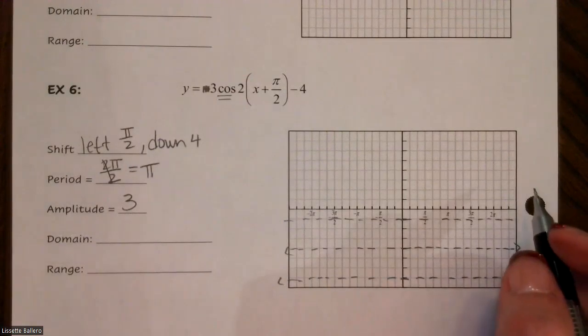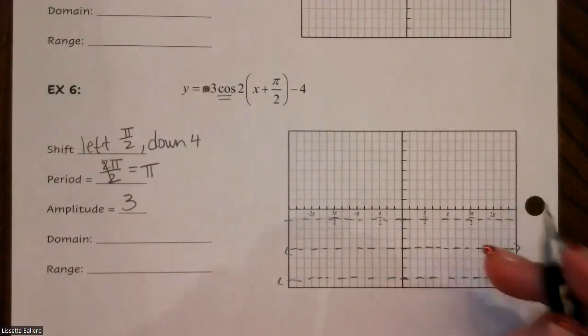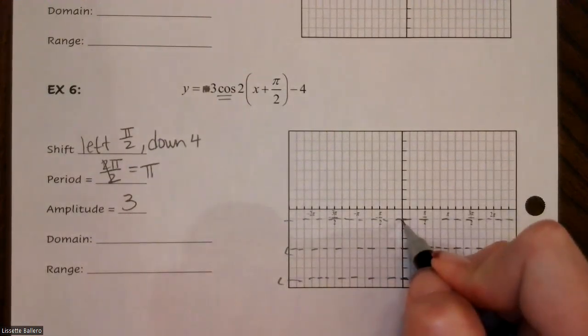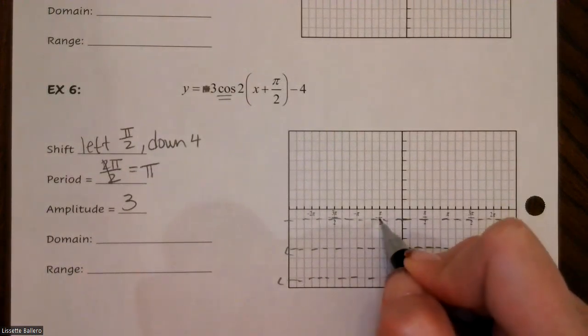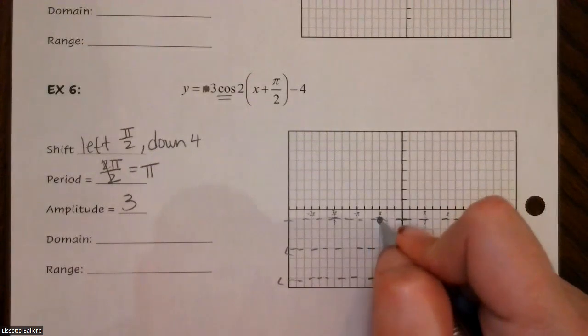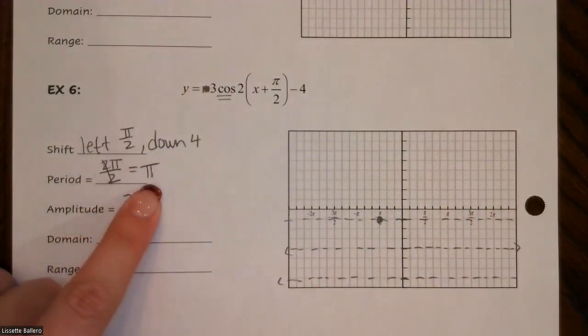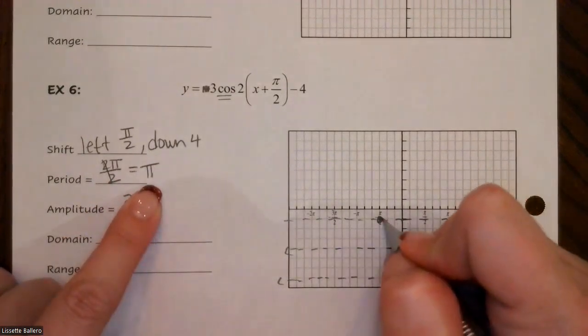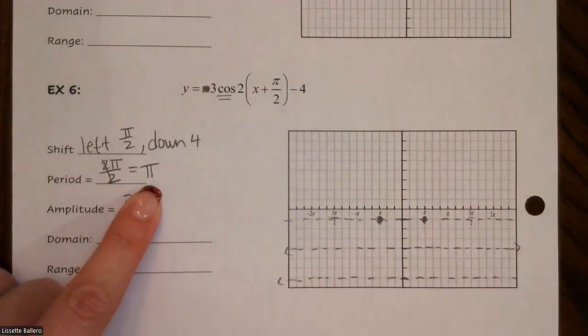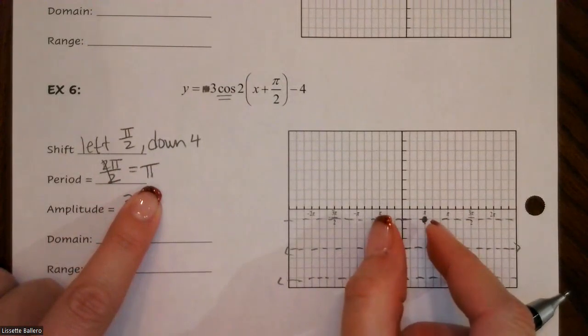All right, for the cosine curve. The cosine curve starts at the top. So this is where I should start. It went to the left pi over 2, so it's going to go right here. And so my curve would be right there. Since the period is pi, I'm going to go a distance of pi, and it needs to be back in that same place.